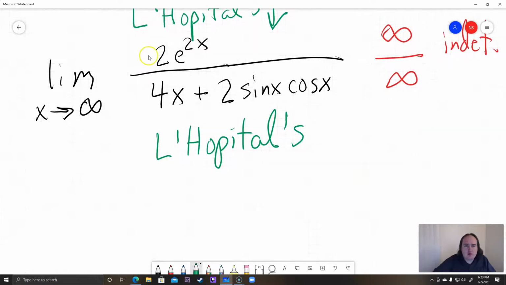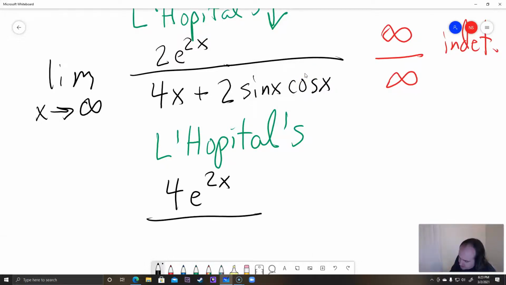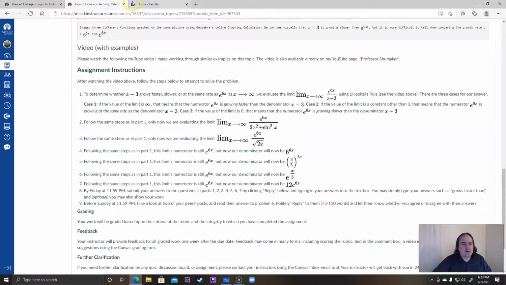in the numerator, we're going to get 4e to the 2x. And then in the denominator, we're going to have 4 plus the derivative of 2 sine of x cosine of x. Now, I don't know if you remember this from pre-calculus, but 2 times sine of x cosine of x is the same as sine of 2x. And that's actually in our formula sheet.